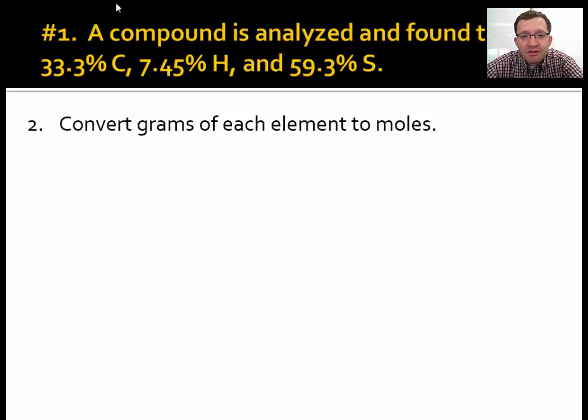So the next step is much like it was in our hydrate problems too. We take those grams, in this case we have 3 different elements, so we take the grams of carbon, hydrogen, and sulfur, and we convert each one to moles.